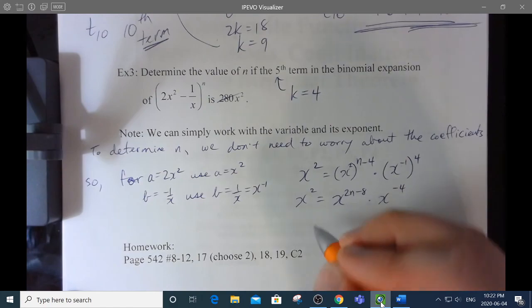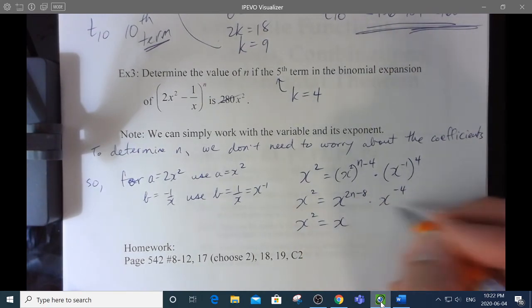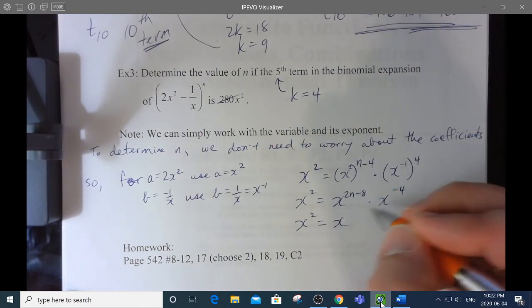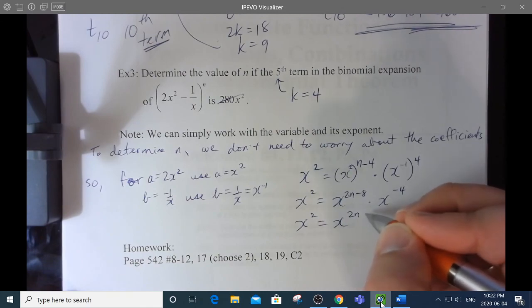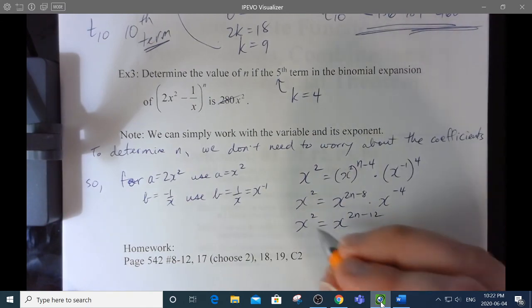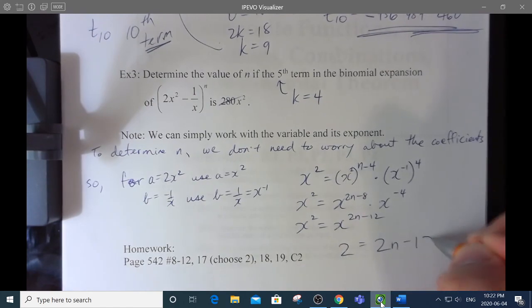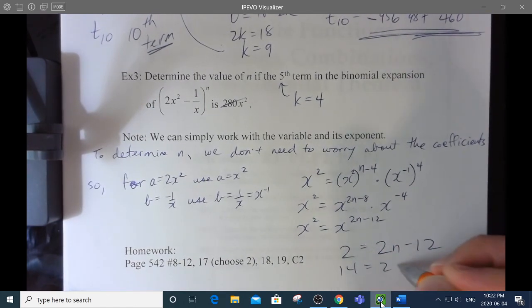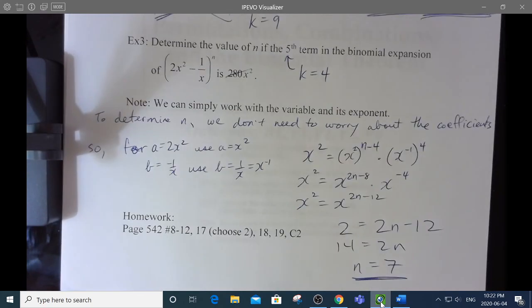And now make that one equation, or one single factor, by adding the exponents. 2n minus 8 minus 4 is 2n minus 12. And now I have an equation where I can get rid of the base. Add 12 to both sides. Divide both sides by 2. And there we go. The exponent here was a 7.